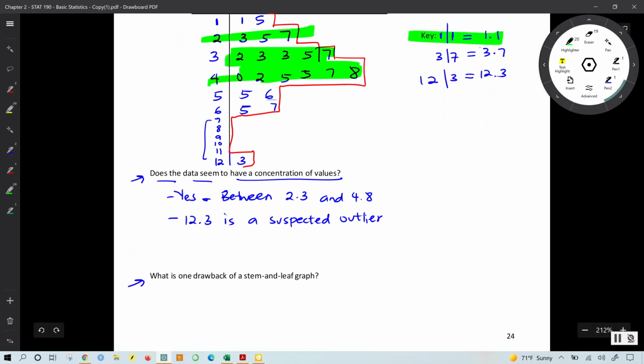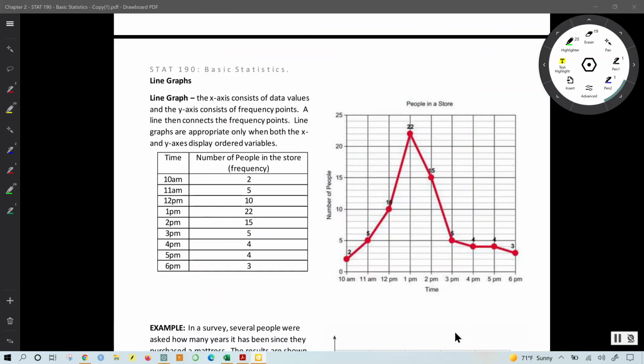And what is one drawback of a stem and leaf graph? Not very appropriate for large data sets. Oh, yes.